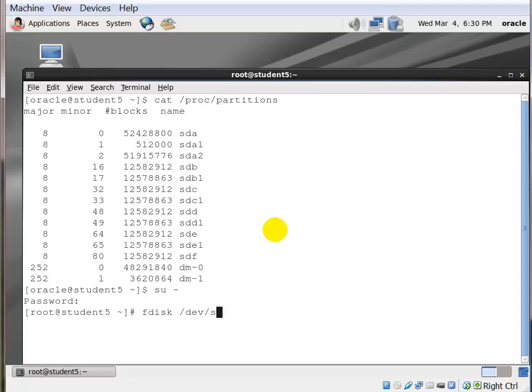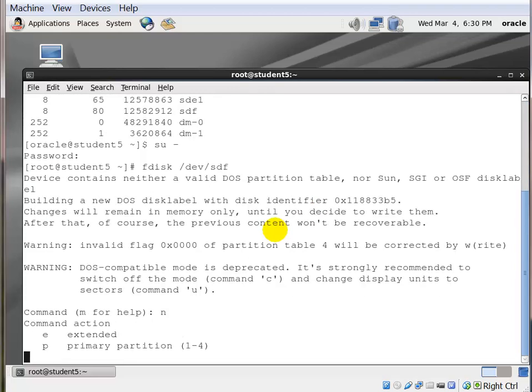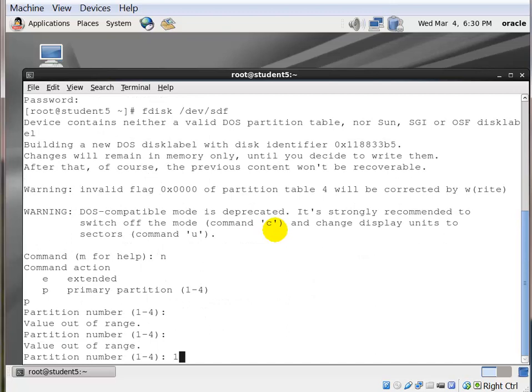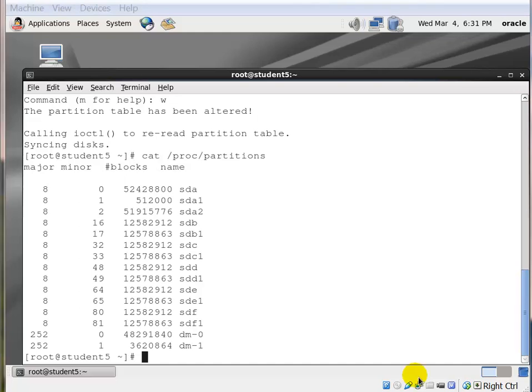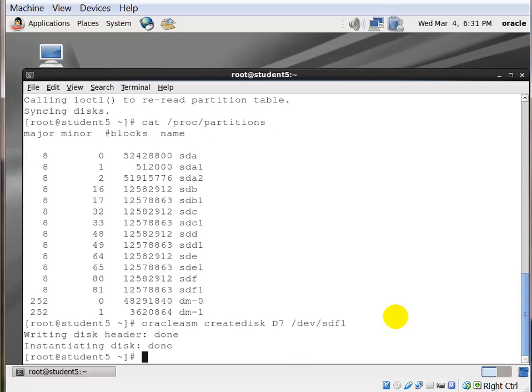We're going to first fdisk this disk and create a primary partition. For a new partition, P for primary, partition number 1. Take all defaults, and write the partition table. Next, we still stay as root. Let's confirm the partition does exist: sdf1. Fabulous. Now we're going to use the Oracle ASM create disk command to stamp the header of this disk to make it available to our ASM instance. It's going to go ahead and create a disk, and it looks like it's done.